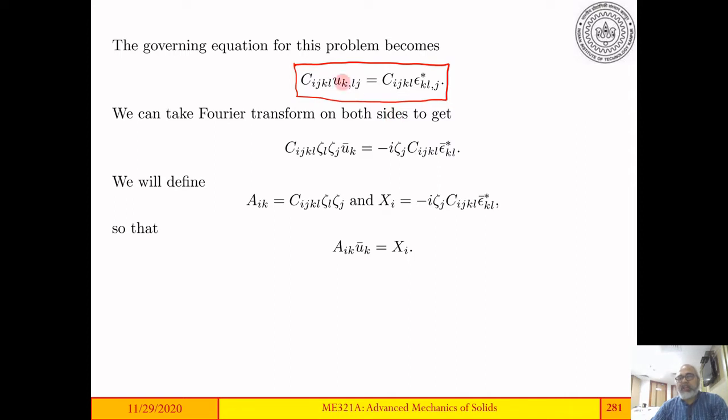Now take Fourier transforms on both sides. Again, we are taking now 3-dimensional Fourier transforms. So u k comma lj would be u k bar times i zeta l into i zeta j. That would lead to minus zeta l zeta j u k bar.